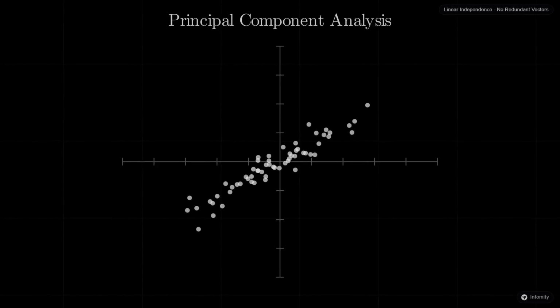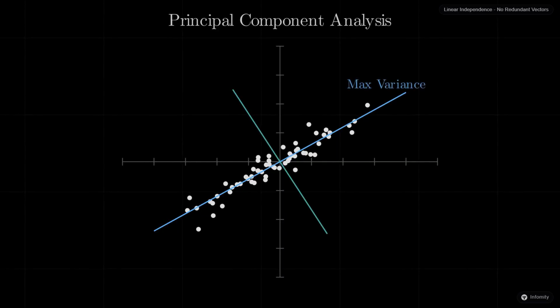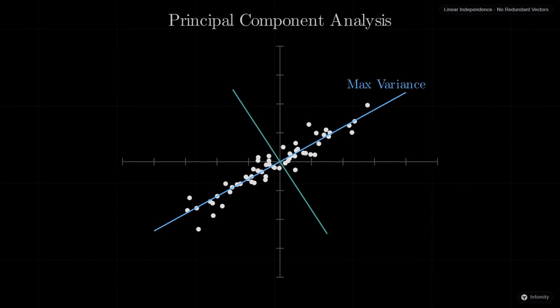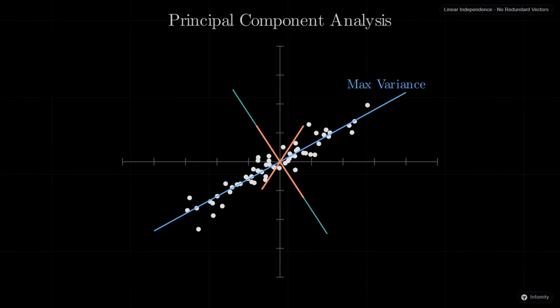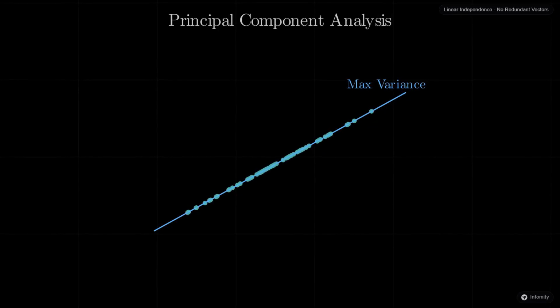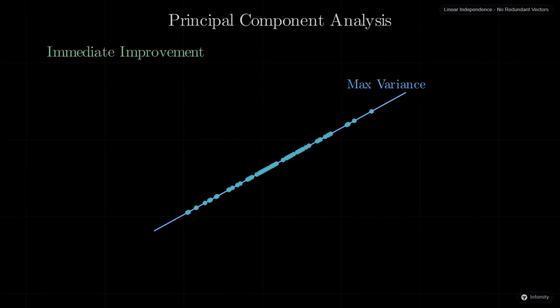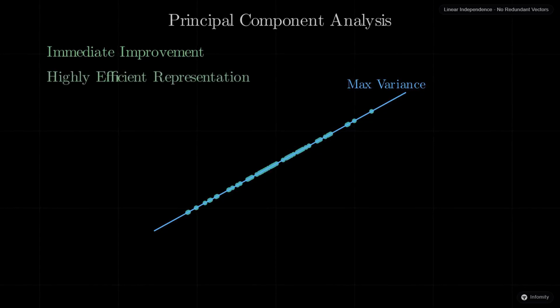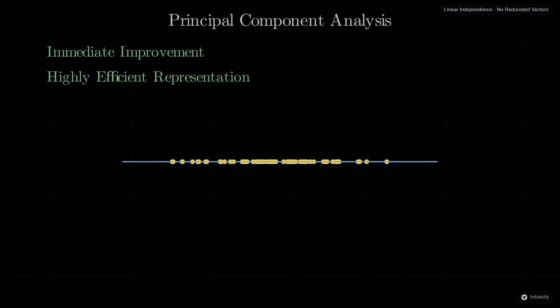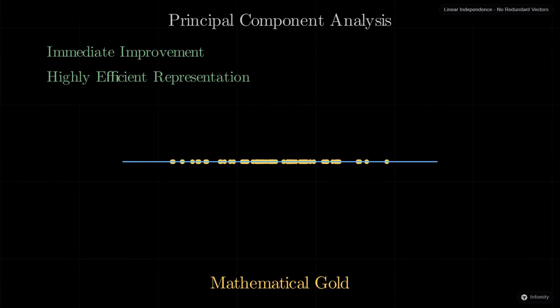In the real world, we use an algorithm called Principal Component Analysis, or PCA, to enforce independence. PCA takes a messy, redundant data set and rotates the axes to align with the directions of maximum variance. By discarding the directions with little to no variance, we strip away the redundant noise and keep only the pure independent signals. If we look at the resulting data, the improvement is immediate. We are left with a clean, highly efficient representation of our original information. This is how we turn raw, noisy data into mathematical gold.